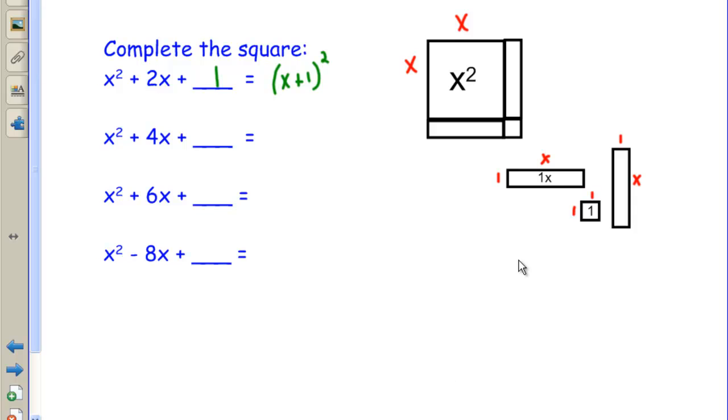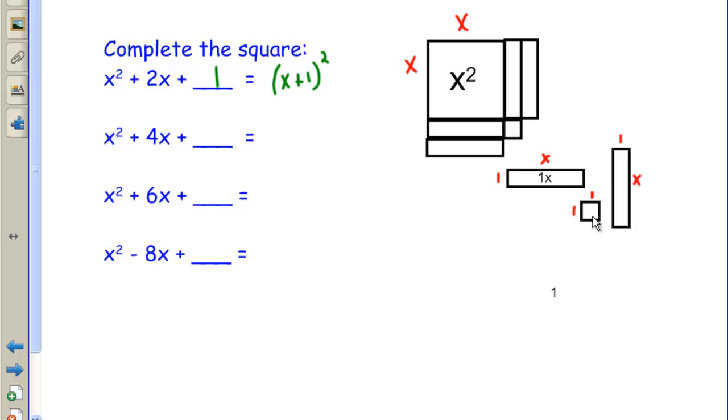Let's try another one. So, what if there was an extra 2 x's on each side? And forget about this little guy. Look at this big empty gap. Empty hole. Gaping hole. What would we need to complete the square? Well, I'll go ahead and I'll put this 1 back in there.